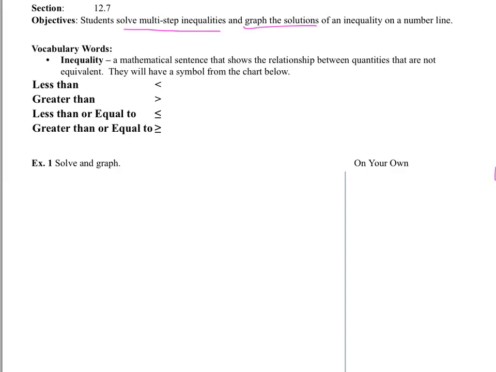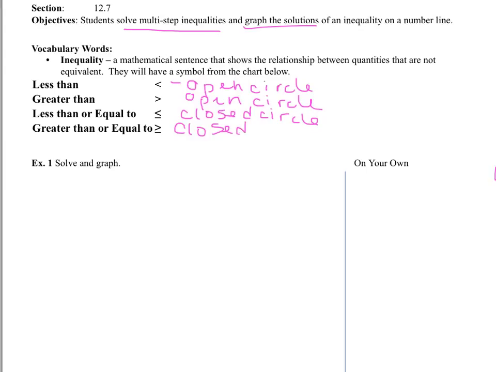To start off, just remember that when you have a less than symbol, you are going to use an open circle. Likewise, when you have a greater than symbol, you're going to use an open circle. Then for our less than or equal to, closed circle. And for a greater than or equal to, you're going to use a closed circle.